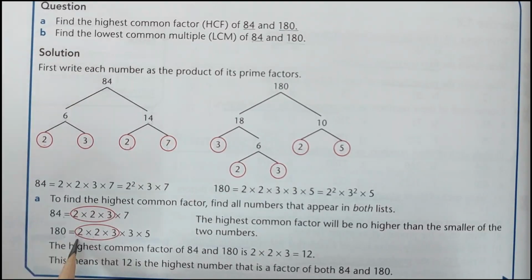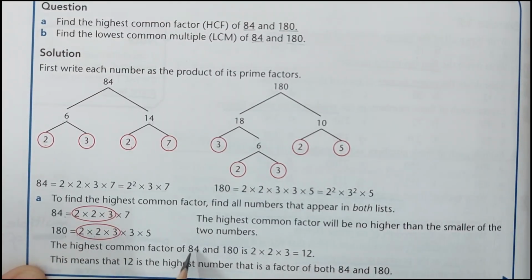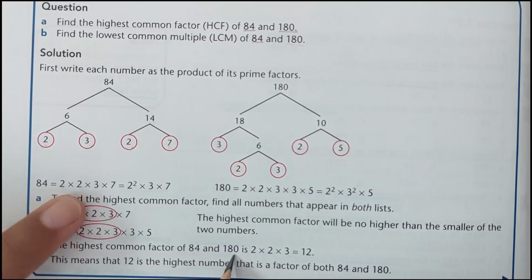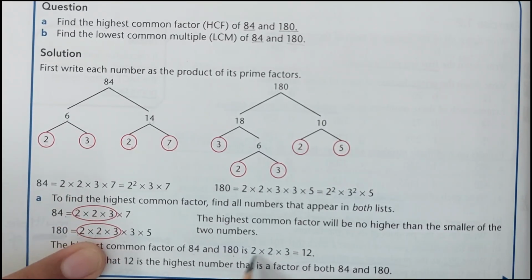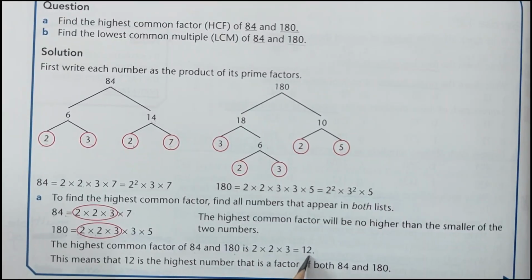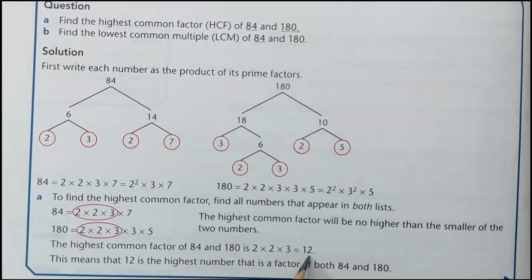So the highest common factor of 84 and 180 is 2 into 2 into 3. 2 into 2 is 4, and 4 times 3 is 12. That is the highest common factor. So this is a way to find the highest common factor: only pick the common ones and just do the product.